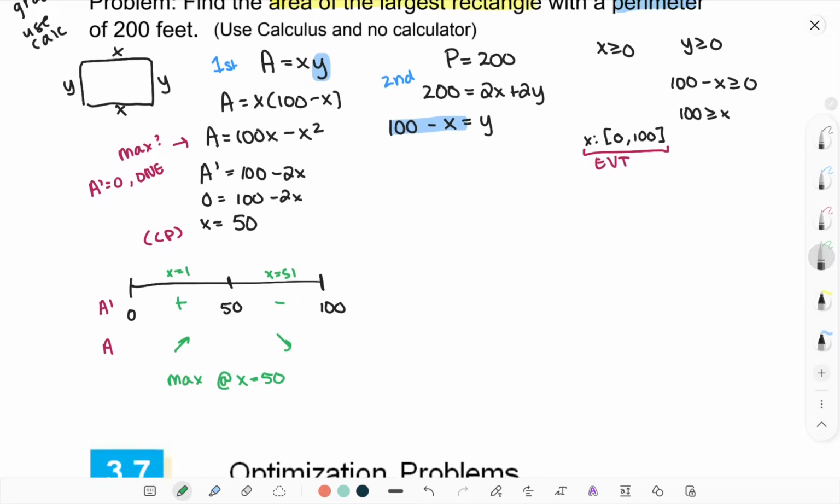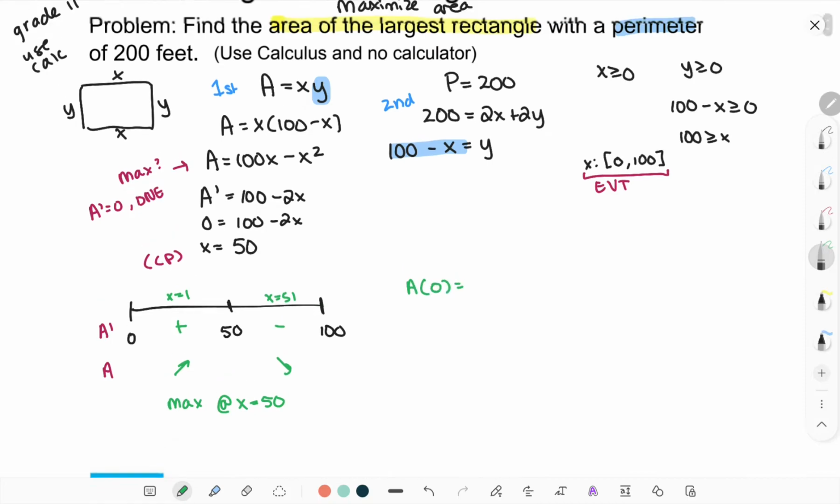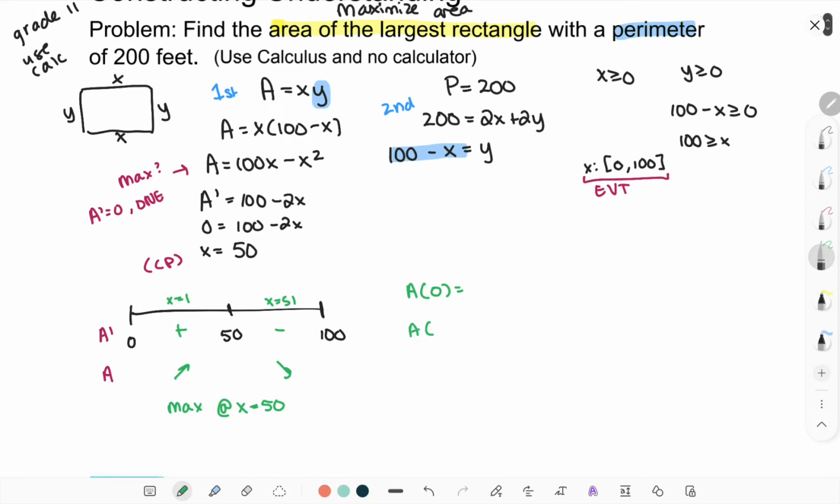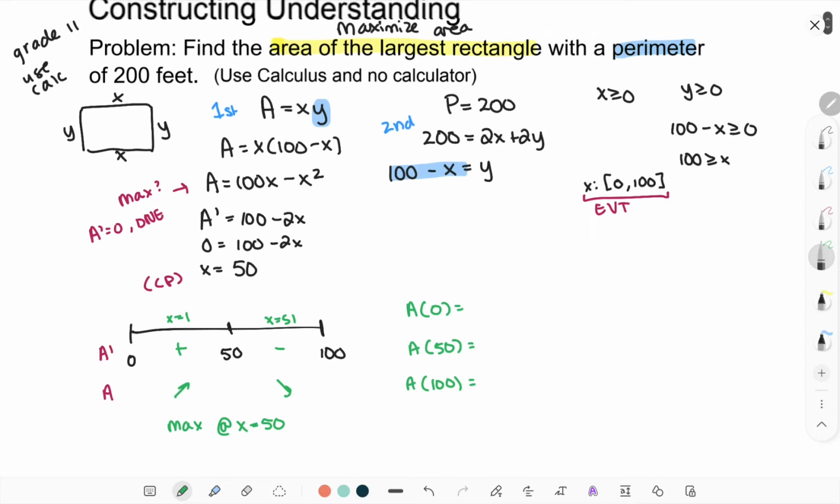I also want to check my endpoints, right? Again, a little bit of a different concept. We haven't done this as much with our curve sketching because we've been working on open intervals for the last while. Now that I'm working on a closed interval, I need to check my endpoints. So I'm going to check my area at 0. I'm going to check my area at that max of 50 and see, is that my absolute maximum? I'm going to check my area at 100 and say maybe those endpoints are larger.